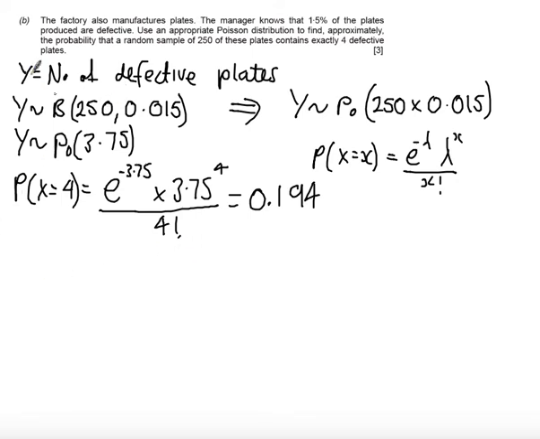Okay, so let's have a look to see how you get the marks in this part of the question. First of all, there's a standalone mark for getting the correct Poisson distribution. Next, there is a method mark for the use of the Poisson formula. And finally, there is an answer mark for the correct answer for the probability of x equals 4.